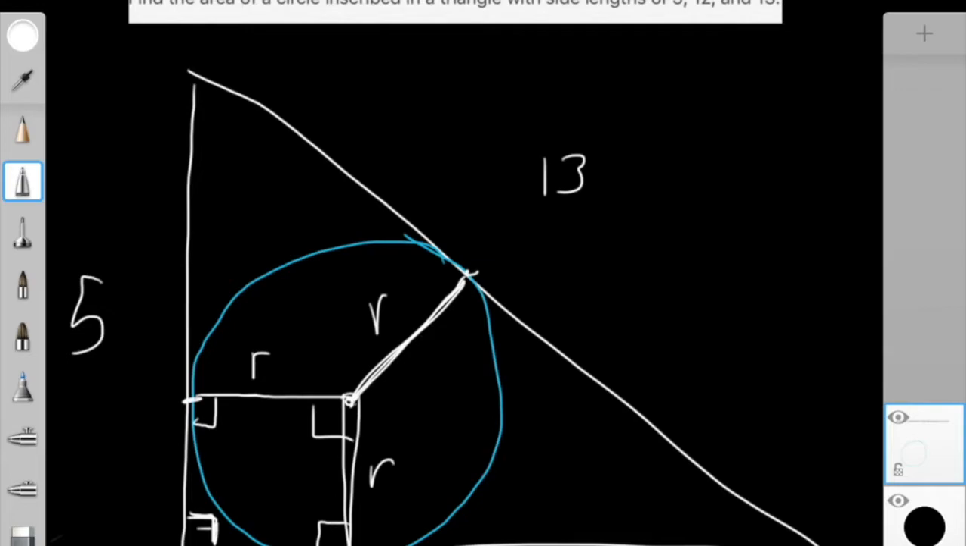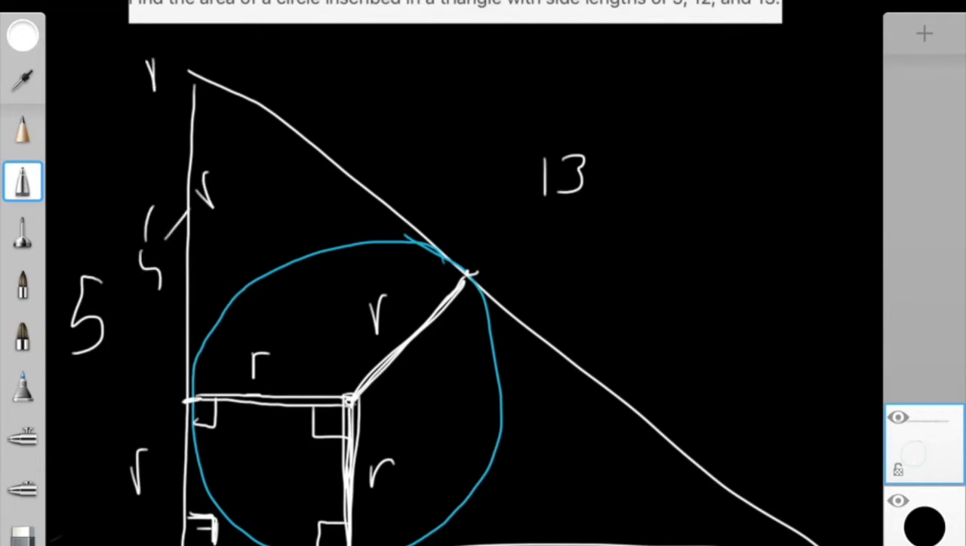Now, if this is r right here, and this side right here is r, so both of these are r, that means it's got to be a square, right? And so all 4 of its sides are r. Now, if this whole thing right here is 5, and if this is r, that means this right here is going to be 5 minus r.